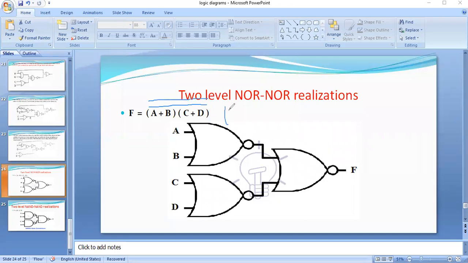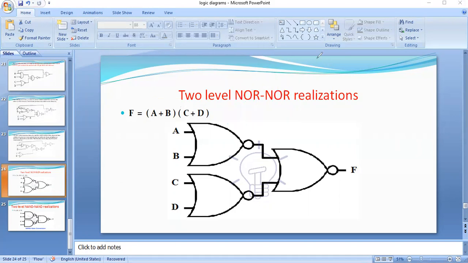And apply De Morgan's theorem. After applying De Morgan's theorem, how can we expand this one? The whole bar of (A plus B) is A bar dot B bar, and in a similar way the whole bar of (C plus D), and we have another whole bar also. So see here, we use one NOR gate, another NOR gate, and another NOR gate. So these are the two-level implementations.